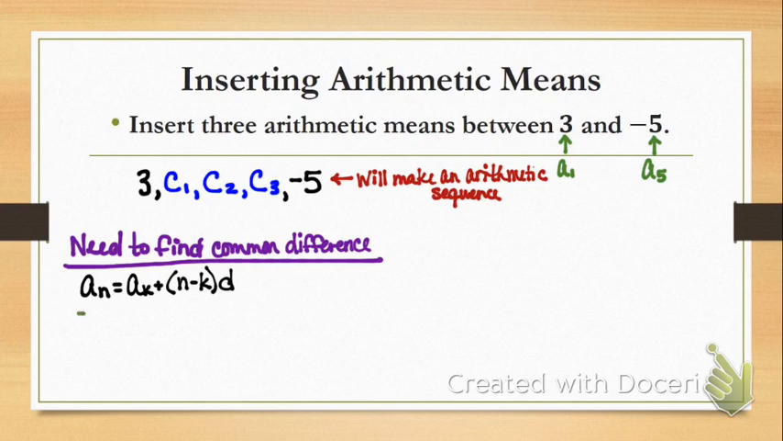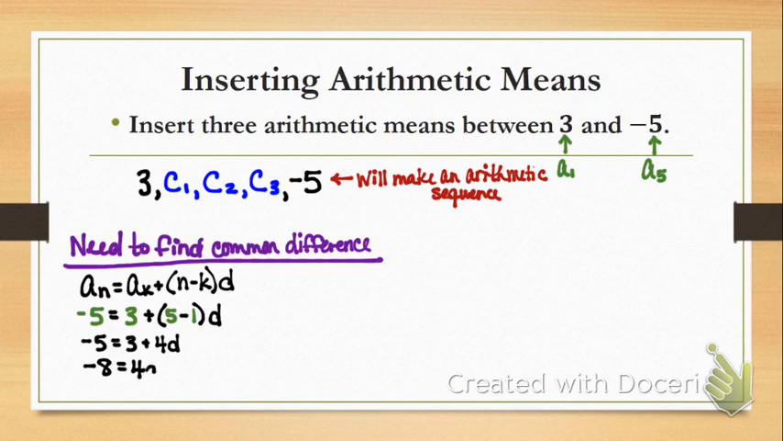I'm going to put negative 5 in the place of a sub n. I'm going to put 3 in the place of a sub k plus n, which is how far in line a sub n was. Negative 5 is the how manyth in line? 5th one in line. Minus how far in line is 3? That's the first term. Times our common difference, which we don't know. So I've got negative 5 equals 3 plus 4 times the common difference.